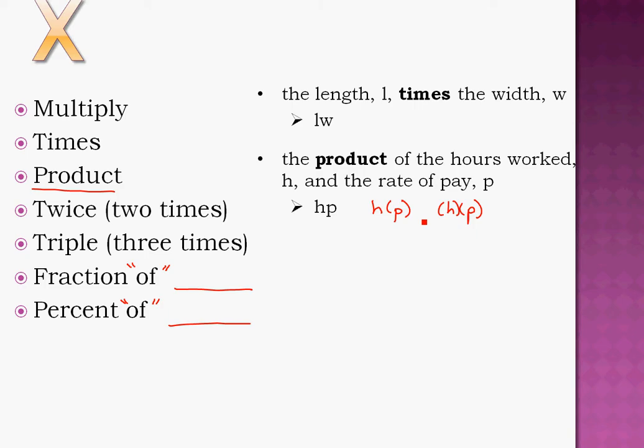These mean multiply as well. In mathematics, we want to try to write things as simply as possible. So the HP right next to each other is the simplest way to write this and the way that you're going to typically see it written.